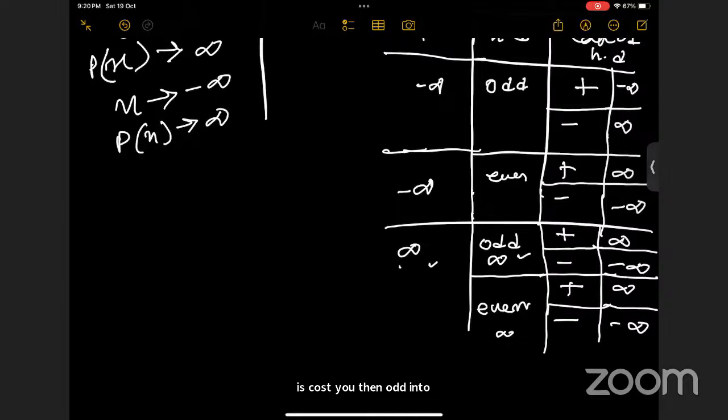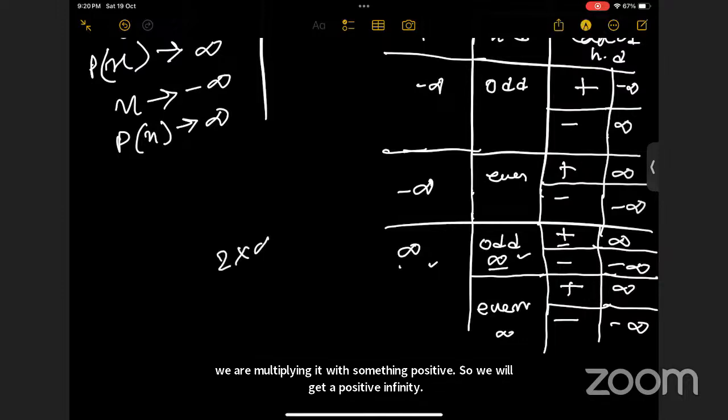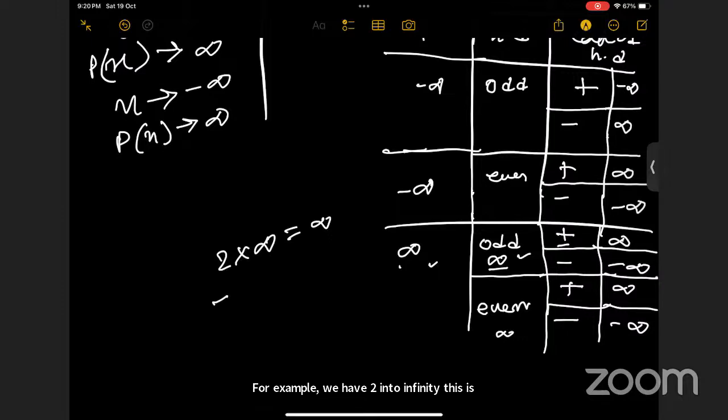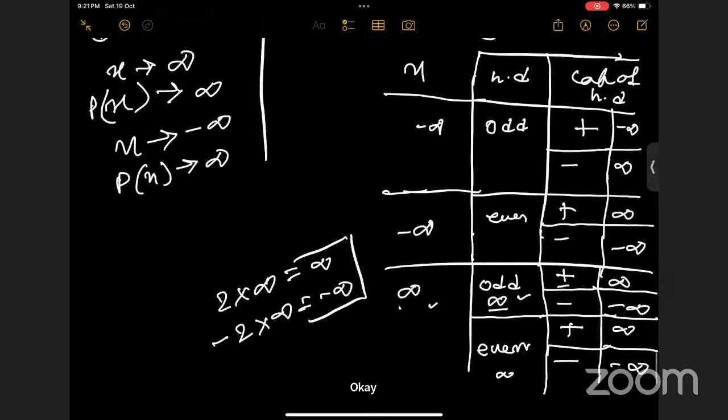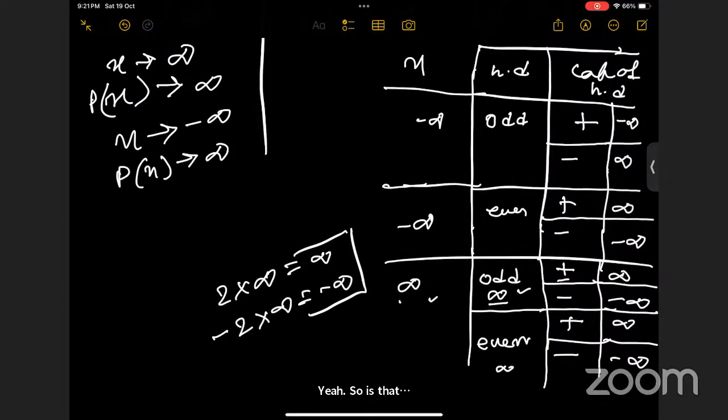Why? Negative infinity? No, here we have positive infinity. Then we are multiplying it with something positive, so we will get a positive infinity. For example, we have 2 into infinity. This is infinity, right? Yes. Minus 2 into infinity is minus infinity, right? That is what I am trying to say. Okay, thank you. So is the chart clear? Yes, ma'am.